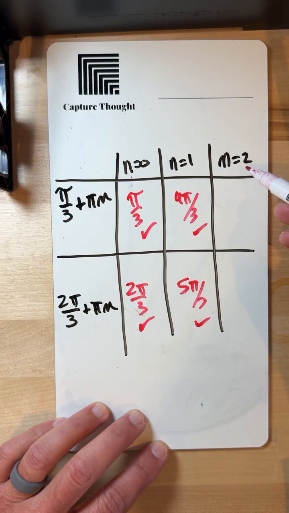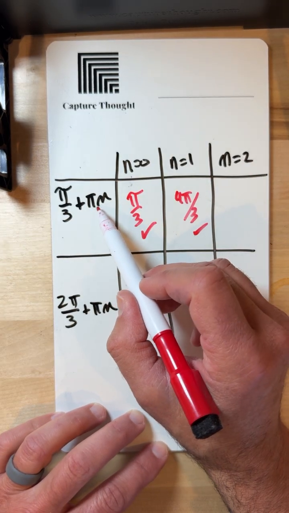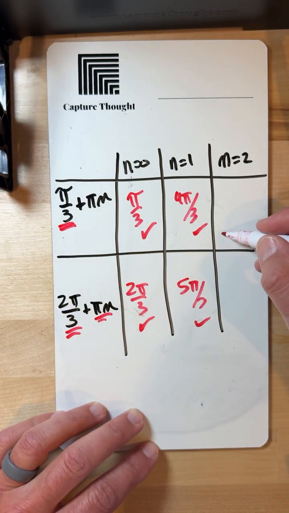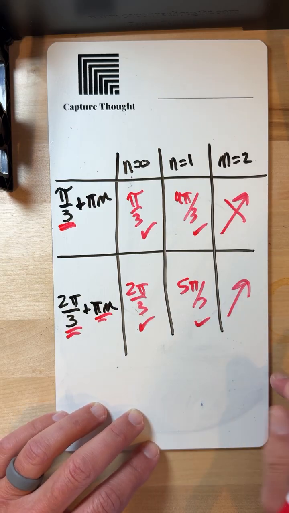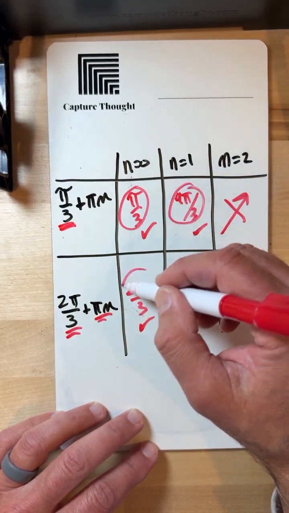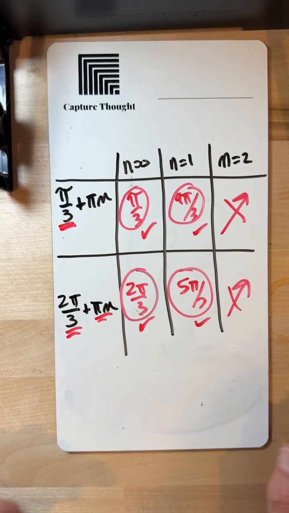Now, if n is 2, you'll notice that 2 pi plus a little bit, and then 2 pi plus a little bit, is outside the range. So we don't need to worry about this one. It's outside the range. So these are your only 4 answers: pi over 3, 4 pi over 3, 2 pi over 3, and 5 pi over 3.